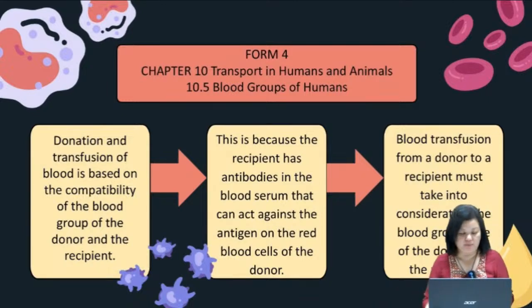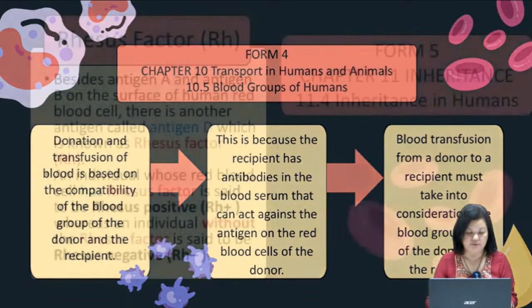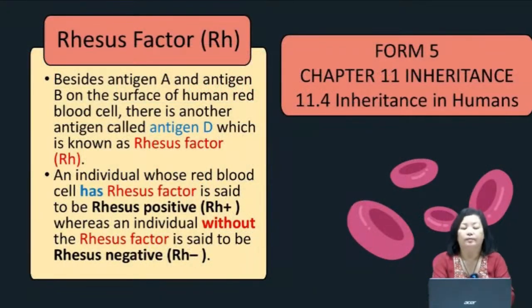Before we continue to question B1, let us revise a bit about the rhesus factor. Besides antigen A and antigen B on the surface of the human red blood cell, there is another antigen we call antigen D, which is known as the rhesus factor. An individual whose red blood cells have the rhesus factor is said to be rhesus positive, whereas an individual without the rhesus factor is said to be rhesus negative.